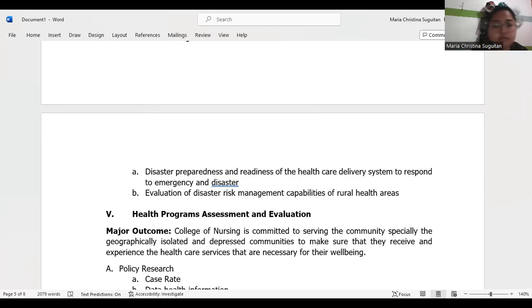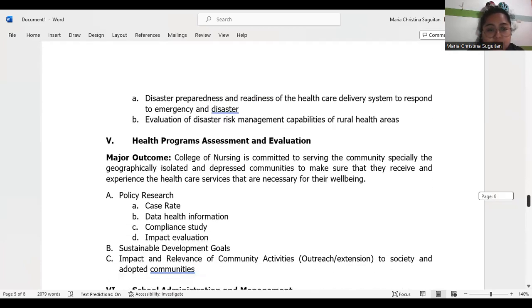Then next, we have health program assessment and evaluation. Okay. So the major outcome is the College of Nursing is committed to serving the community, especially the geographically isolated and depressed communities, to make sure that they receive the healthcare services that are necessary for their well-being. Di ba last time they helped the, I don't think the Peña Blanca area, which is yung mga maraming ETA. So they do research for that since nakita nila isolated and depressed communities.